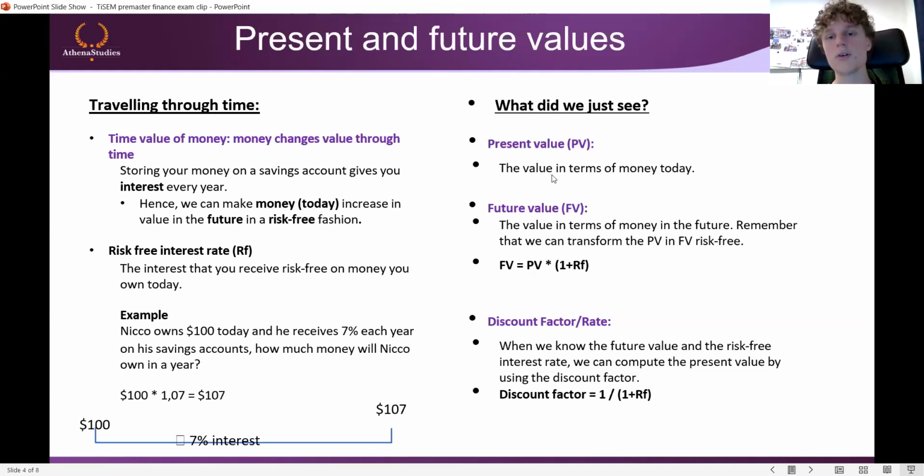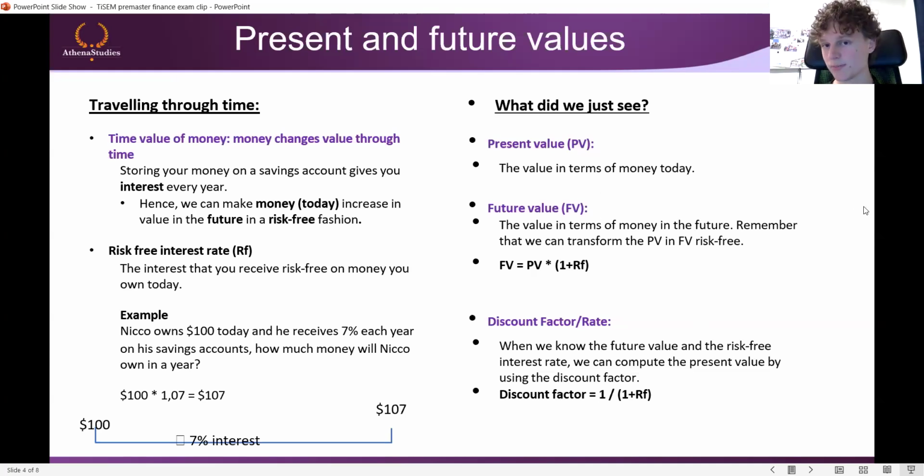Now, the future value is then, of course, the value of this something in terms of money in the future. Now, this can be 1 year in the future, it can be 10 years in the future, or it can also be 1 month or 1 quarter in the future. It really depends on what the exercise is about. But remember always that no matter what the time period is, we can transform the present value into the future value risk-free, because you always have that risk-free rate from those bank accounts.